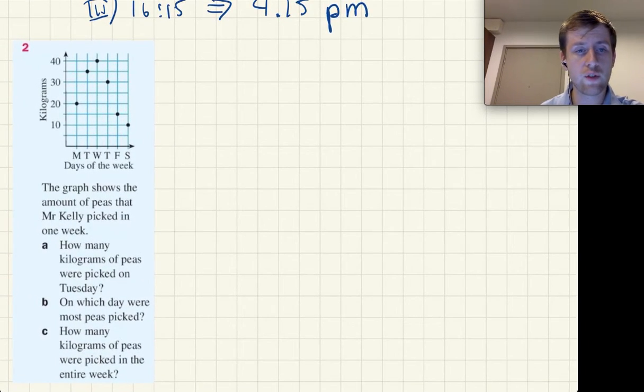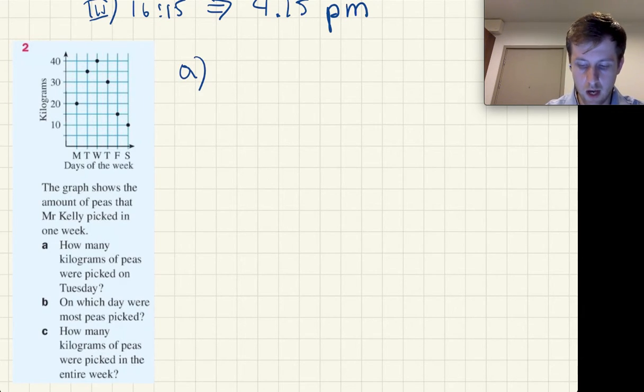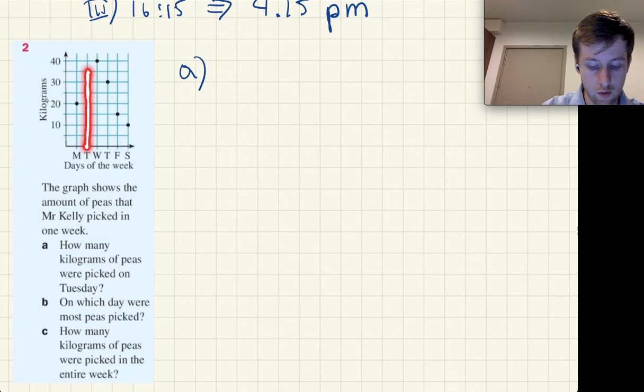The graph shows the amount of peas that Mr. Kelly picked in 1 week. A, how many kilograms of peas were picked on Tuesday? So in A, we have to take a look at Tuesday. Oh, sorry, this is Thursday. Tuesday is here, and let's find the number of kilograms of peas on Tuesday.